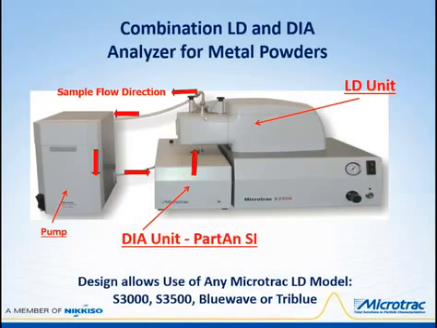This photo shows the components of the Microtrac combination laser diffraction and dynamic image analyzer. The pump on the left circulates the sample stream through the image analyzer sample cell and then upward through the diffraction unit's sample cell. Then it returns to the pump, so the same sample is measured simultaneously on these two different technology instruments, allowing reporting of a wide variety of characterization data on the very same sample.